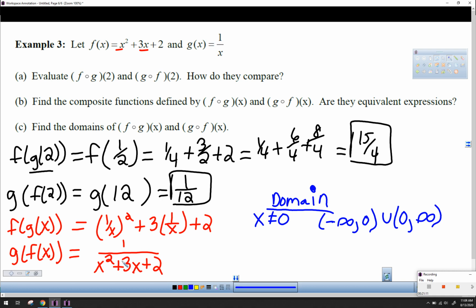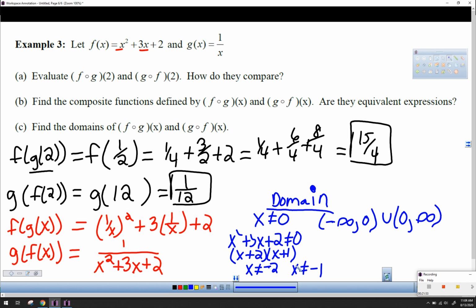And then for g of f of x, this one is another issue, right? We don't want what's in the denominator, which is this quadratic, to equal 0. And so this does have two solutions that we would not want to occur. If you factor this, remember from algebra, this factors into x plus 2 times x plus 1, which gives us the two values we do not want, which are negative 2 and negative 1, because that would cause that expression to be 0 in the denominator, and you can test those out.